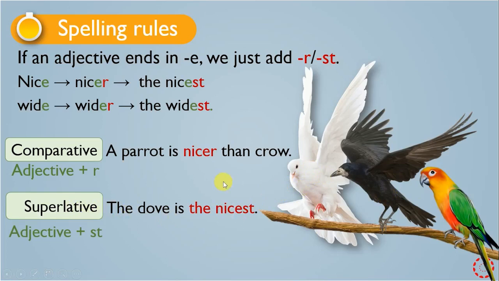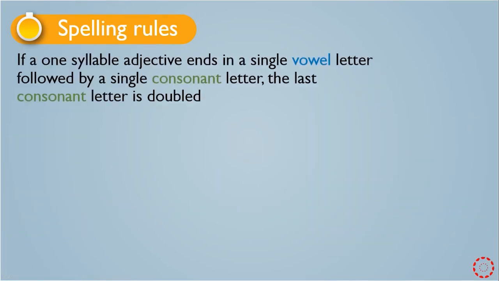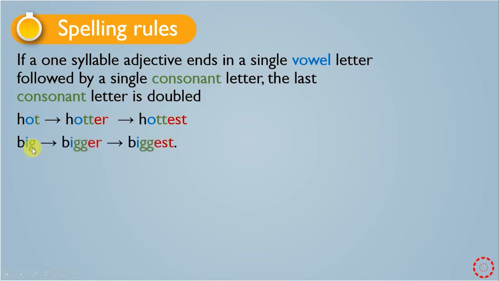We have another spelling rule. If a one-syllable adjective ends in a single vowel letter followed by a single consonant letter, the last consonant letter is doubled. Look at these examples. Hot, we have a vowel, which is o, and a consonant letter here. The consonant letter is doubled, and then we add er and est. Hot became hotter and hottest. Big is the same. We have vowel, consonant letter, became bigger and biggest.